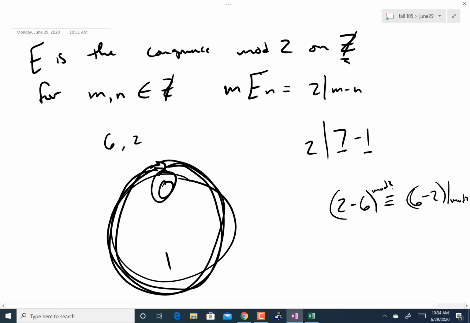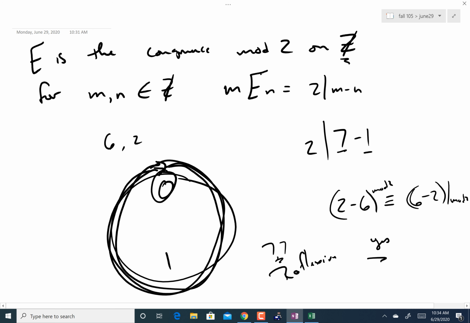And the answer is yes. It is. So what does that say to us? It says that it is symmetric. Okay. What about 7 and 7? Does 7 work for both these? Well, 7 minus 7 is 0. 0 divided by 2, it sure is. So yes, it's reflexive as well.